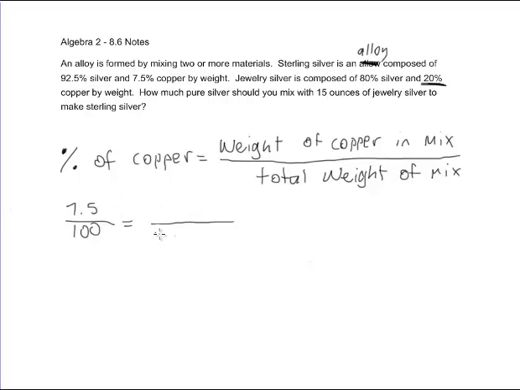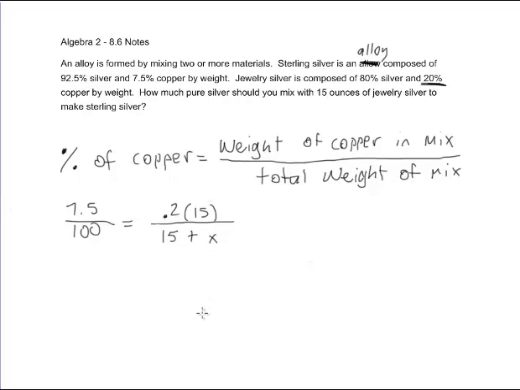And then on the bottom, I'm looking at 15 ounces of jewelry silver. So how much pure silver should we mix with 15 ounces of jewelry silver? So that's the x part that we need. And then on the top, we are still going to keep our copper together. So on the bottom is the total weight. On the top is the copper. And so that's going to be 0.2 for my 20%, which is highlighted up there. And we're talking about 15 ounces of that.